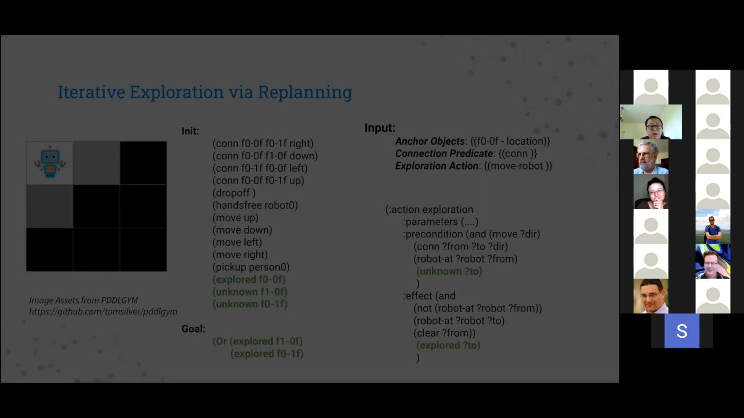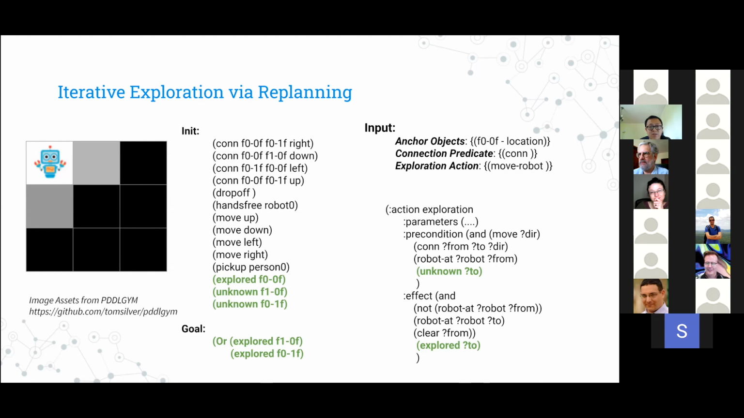So the iterative exploration by replanning algorithm requires the user to define the connection predicate types, which in this case is the con predicates, and a set of exploration actions, which is the move robot action for this problem. Our algorithm will iterate through the original planning problem and extract all the location objects in the connection predicates that are related to the anchor object defined by the user.